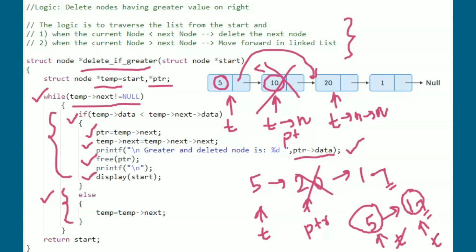Again we will execute our while loop. So now you can check our temp next equal to null. So your while loop condition will be false and we will come out of the while loop. So after completion of this while loop, you have a linked list with nodes 5 and 1 as an output. Hope you are clear on how delete node having greater value on the right works in case of a single linked list. Now we will check the code and we will execute the code.